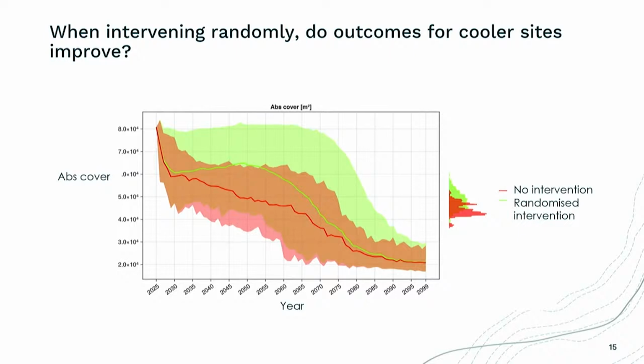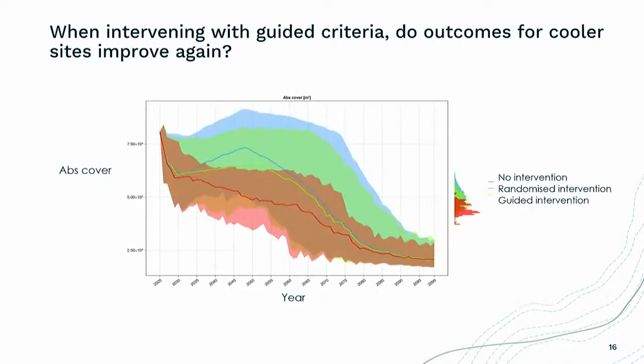And you can see that for our test set, there is some benefit to applying interventions, although that benefit kind of peters off as the intervention period finishes. Finally, what happens if we apply guided interventions? So here we've used heat stress as a criteria, so we're favouring sites that are cooler, and also using larval connectivity as a criteria, so we're favouring sites that provide larvae to cooler sites. And we can see that there is some benefit when we do that.